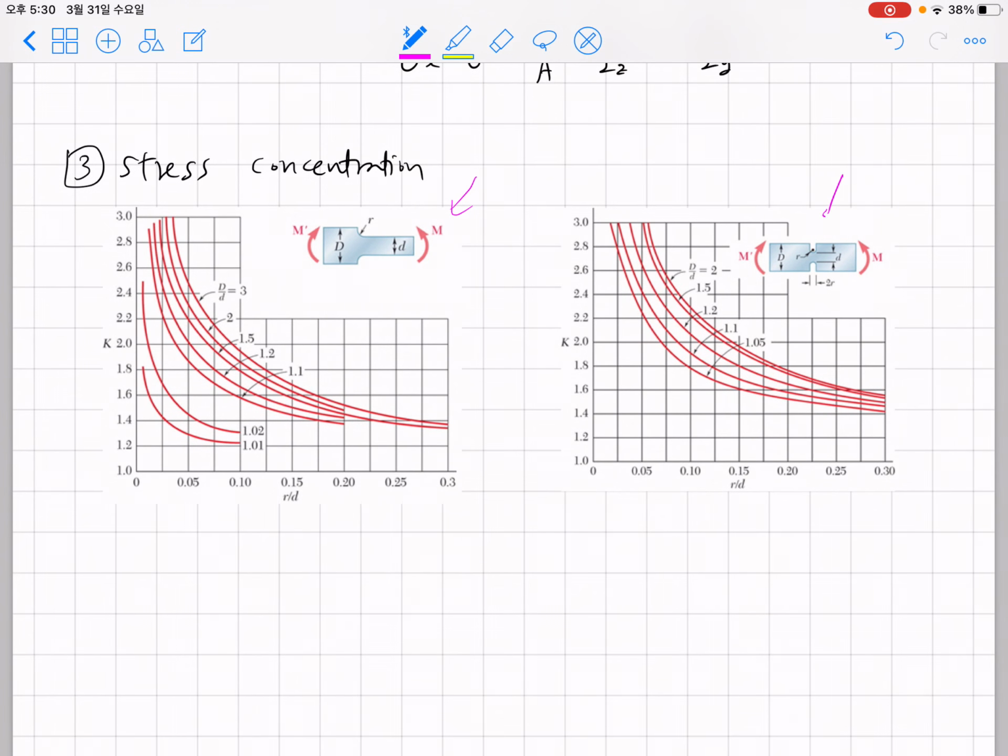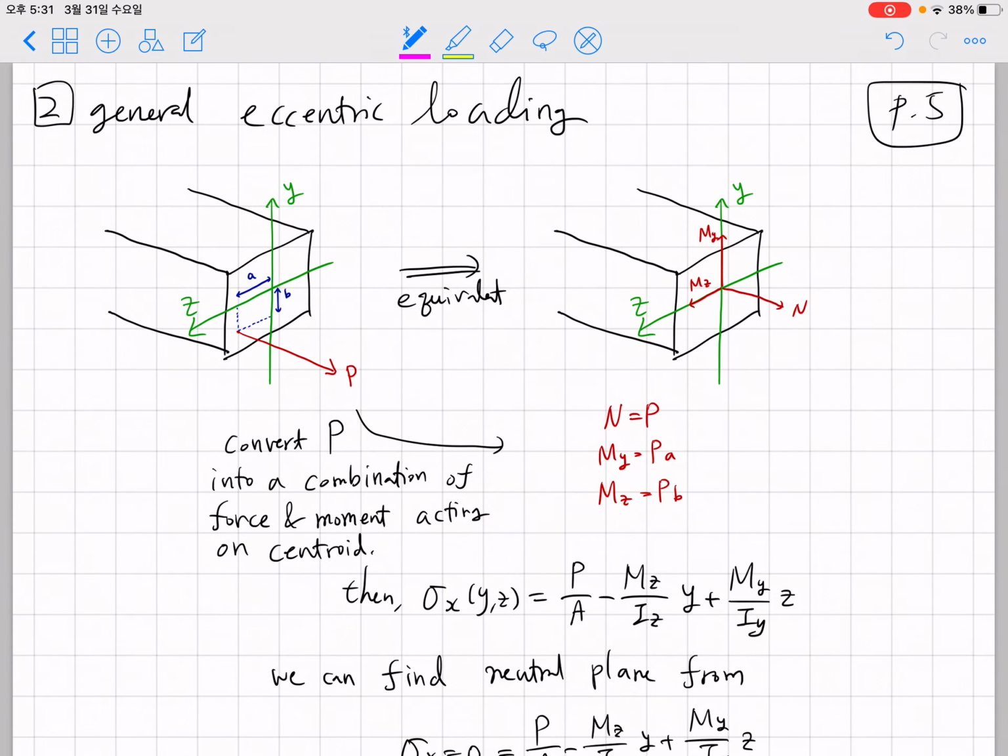I'm just going to tell you the geometry, and from the geometry and this table you can figure out the stress intensification factor K from this table. But anyway, let me give you some explanation.